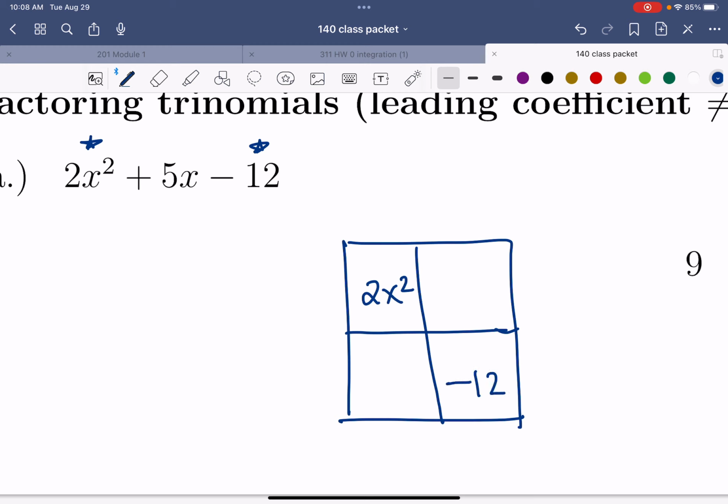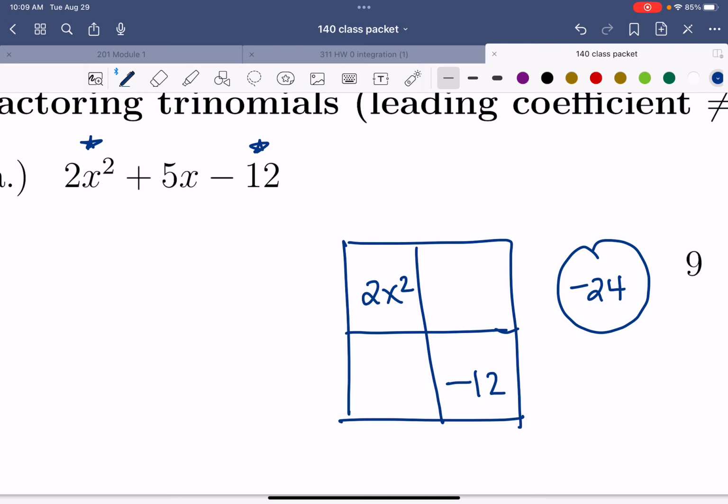Okay. Now, what I do, this is called a box and circle method. So in the circle that I'm going to draw goes the product of those two things. So 2x squared and negative 12. And really, I'm just worried about the number here. So 2 and negative 12, when I multiply them, I get negative 24.